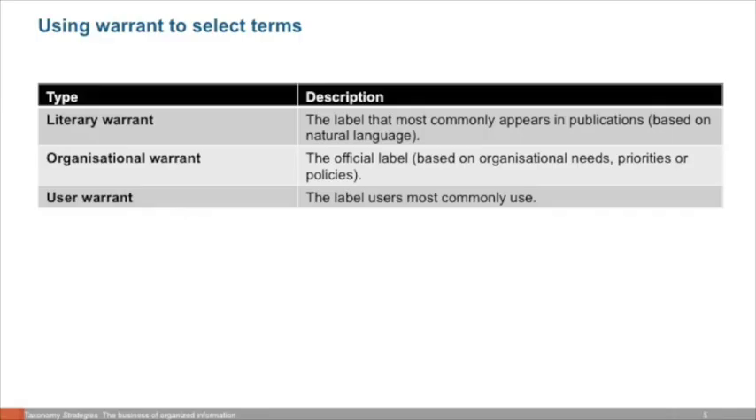And then finally, there's a newer notion, which is user warrant. And just as we're living in a world of user-generated content, users are extremely important, and what users do, as opposed to what we'd like them to do, is an important consideration. So sometimes we decide that we want to do what the users say. And again, these are all issues that come up when we're trying to develop knowledge organization systems for an organization.